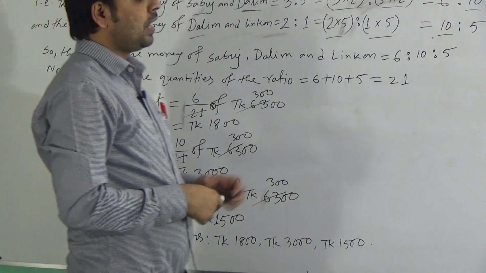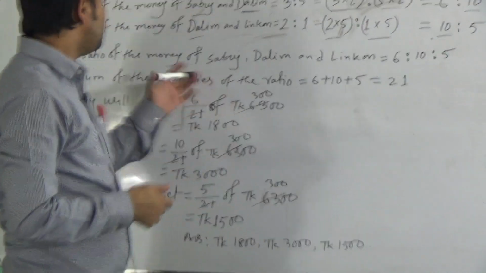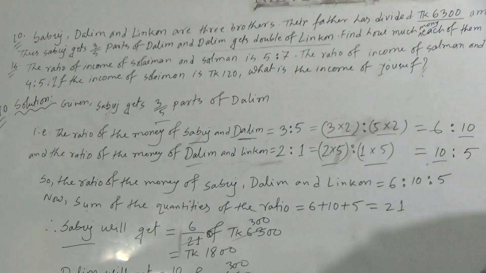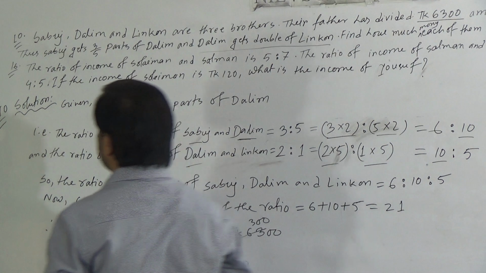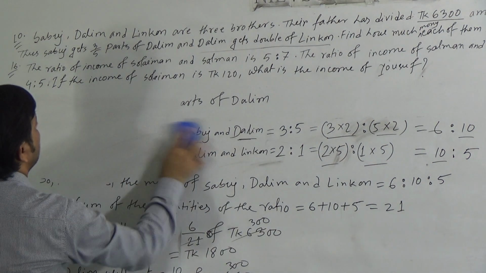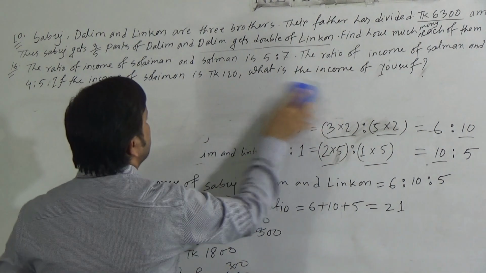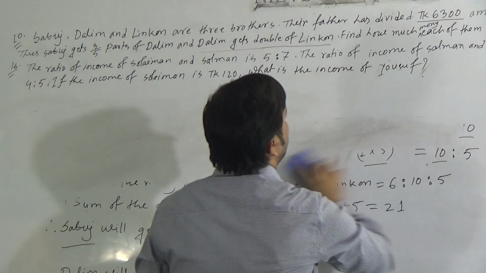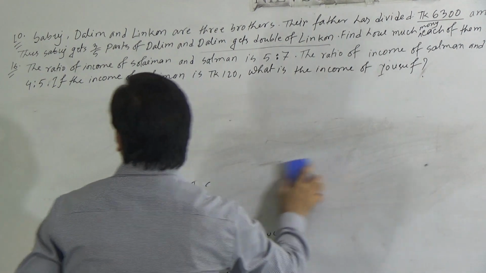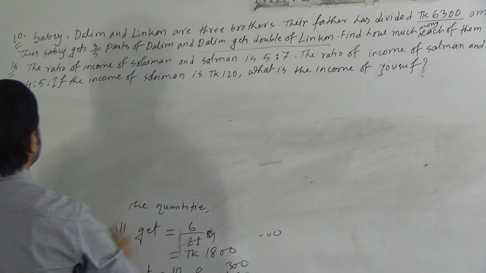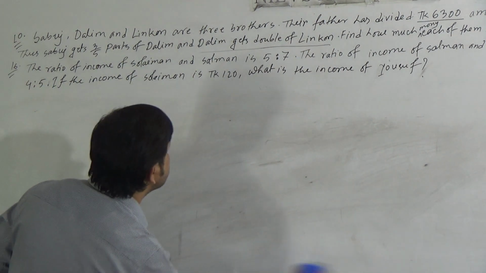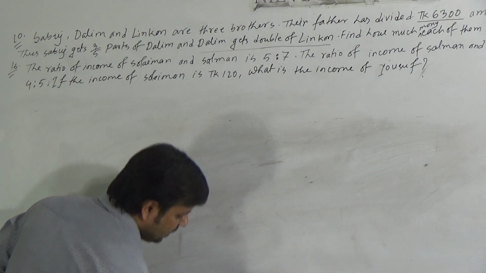Okay dear students, I hope you have understood the solution of question 10. Now I will solve question 16. Okay, dear students, question 16. Read the question. The ratio of income of Sulaiman and Salman is 5:7. The ratio of income of Salman and Yusuf is 4:5. If the income of Sulaiman is taka 120, what is the income of Yusuf?